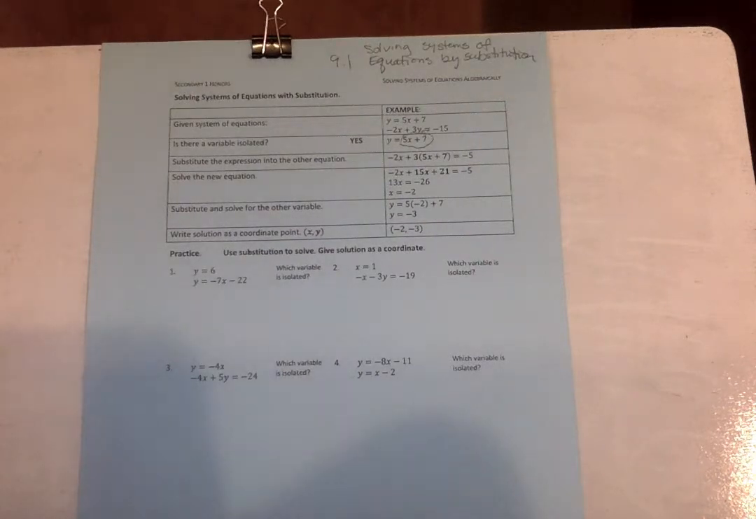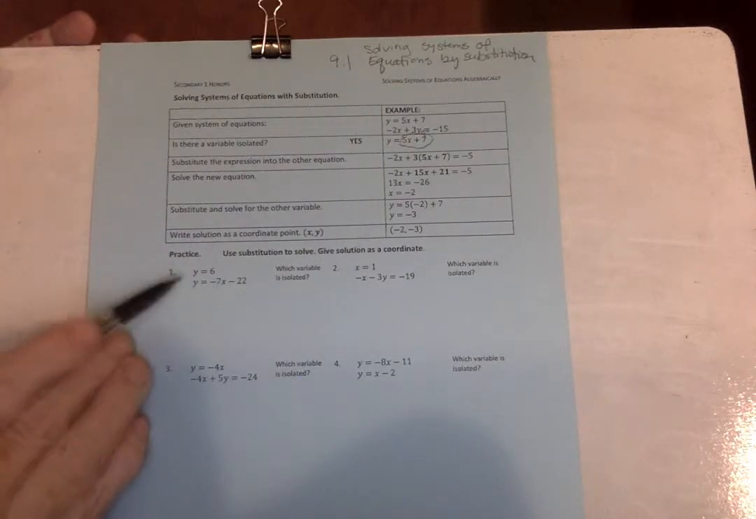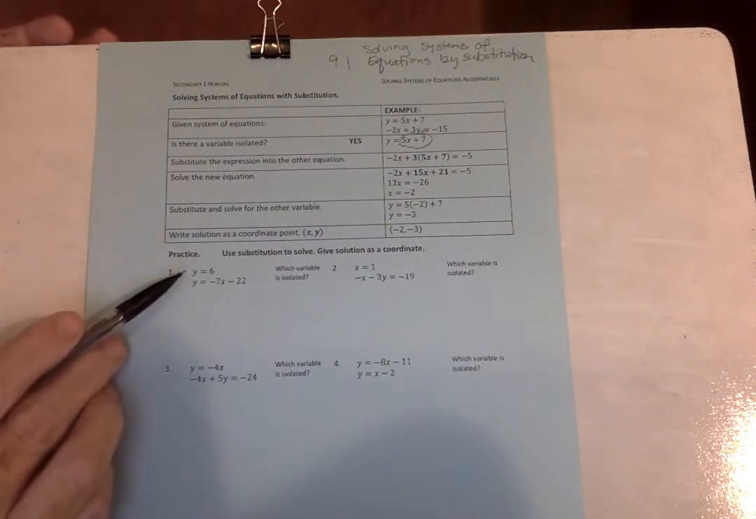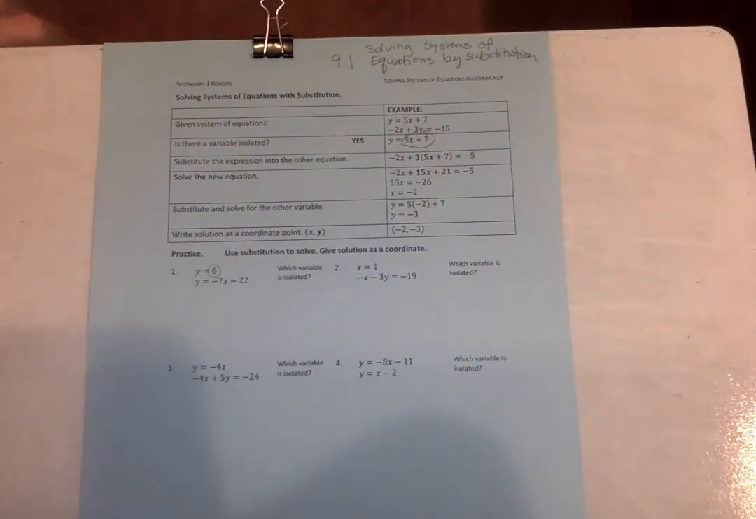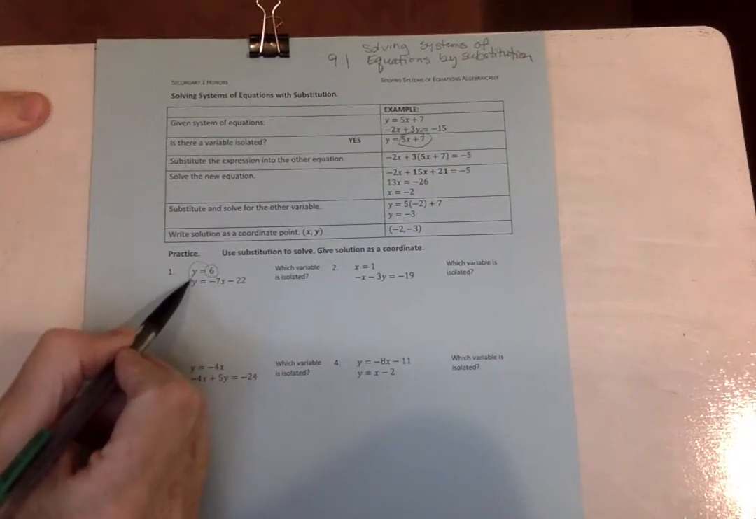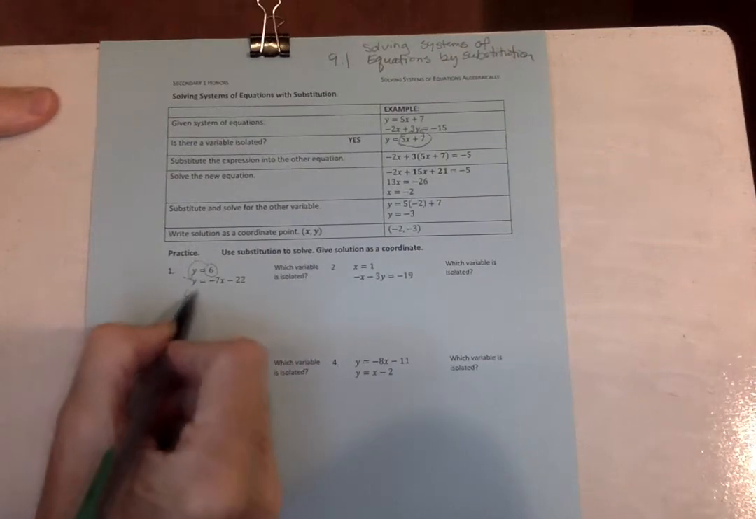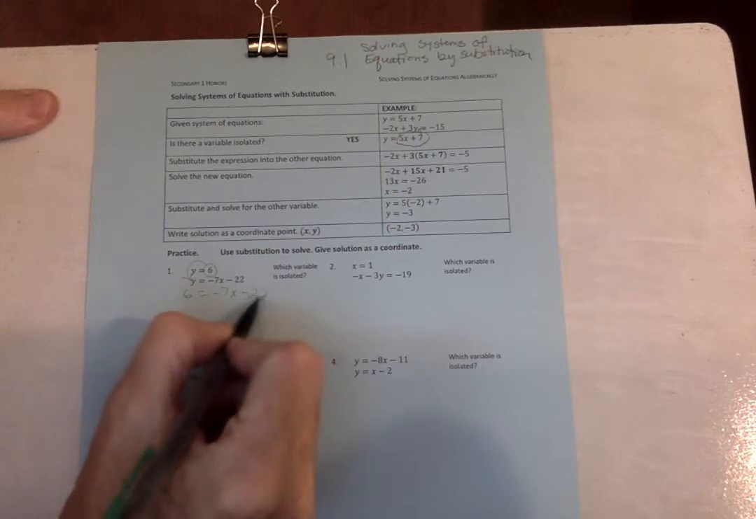Okay? So here we're going to do some more practice. Use substitution to solve. Give the solution as a coordinate or as an ordered pair. So when you look at these two, which variable is isolated? And the answer is y, because it's y equals 6. When you get just one number, it usually makes it really easy. So all we have to do is take that 6, and we're substituting it for y in our second equation and solve for x. So we get 6 equals negative 7x minus 22.